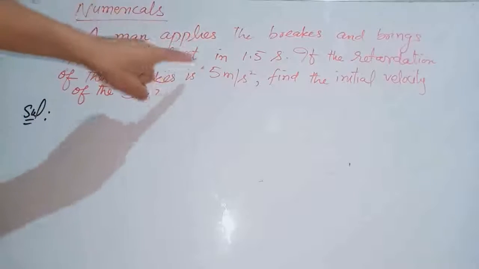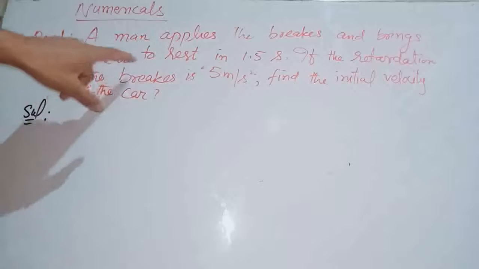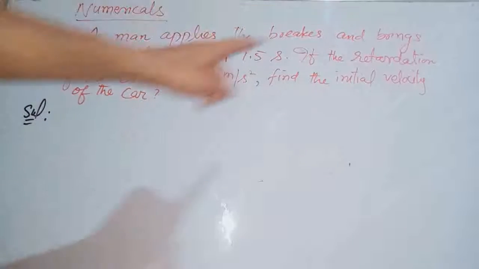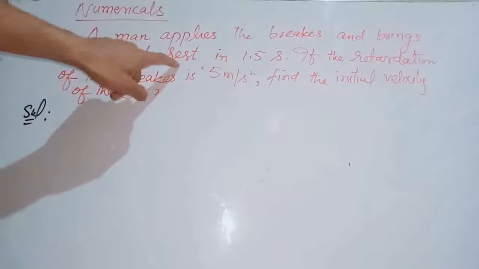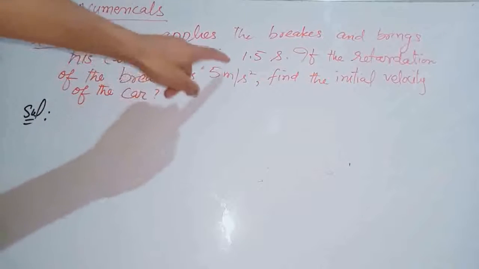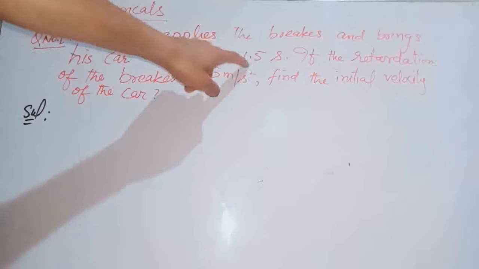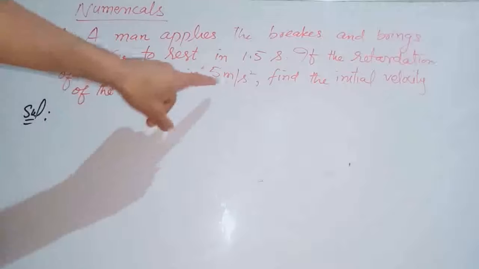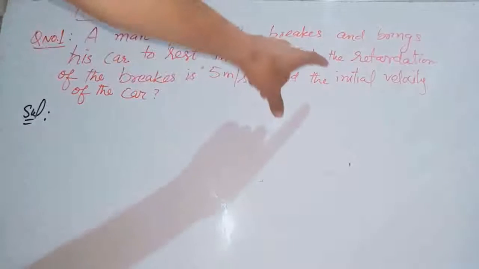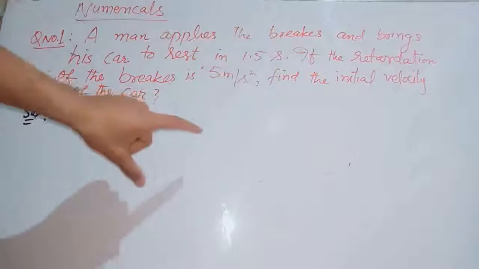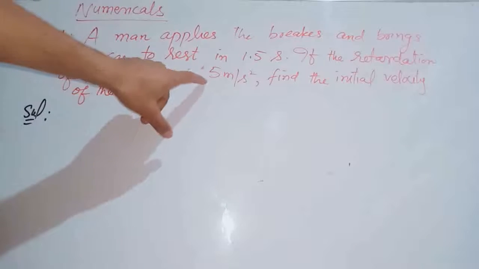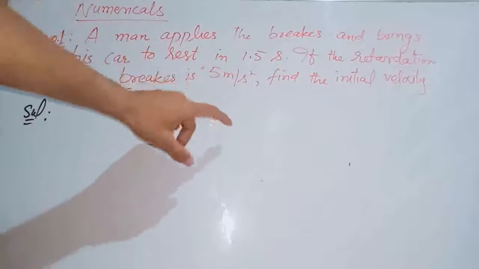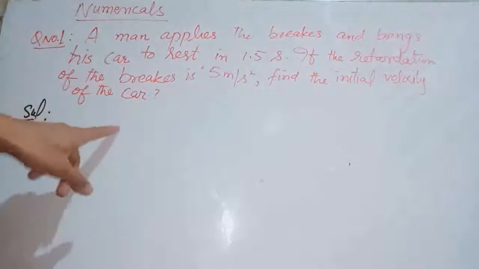Here we have given that final velocity will be zero. If you think about it, a man applies the brakes and brings his car to rest. This means that final velocity will be zero in 1.5 seconds. The time here is 1.5 second. And if the retardation of the brakes is 5 meter per second square, this is basically retardation. This means that this acceleration will be minus, okay? Minus 5 meter per second square. We have to find the initial velocity of the car.